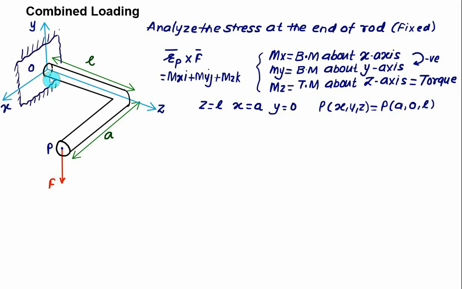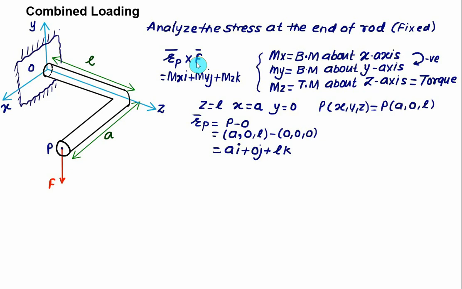Since we are interested in finding the position of point P with respect to O, our position vector r bar P is simply equal to P minus O, that is 0, 0, 0. So we have P as A, comma 0, comma L, minus the origin 0, 0, 0. So in this case, the position vector will be A i plus 0 j plus L k. So one job is done.